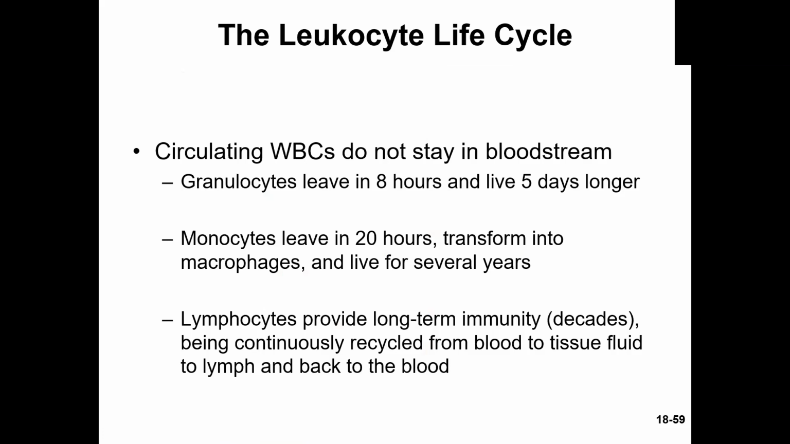It's good to note that white blood cells do not stay in the bloodstream. Granulocytes leave in 8 hours and live 5 days longer than an agranulocyte. The monocytes leave in 20 hours. They will transform into their macrophages, and then they can hang out for years. So that's really relevant. Now, the lymphocyte category is what we think of when we think of long-term immunity that can last decades. This is where that cellular memory comes in.